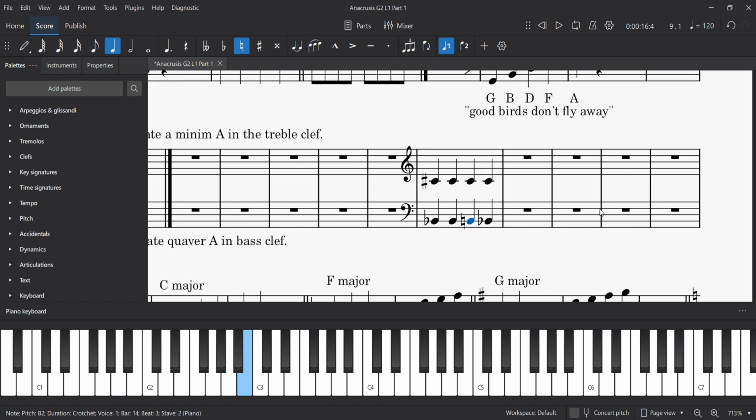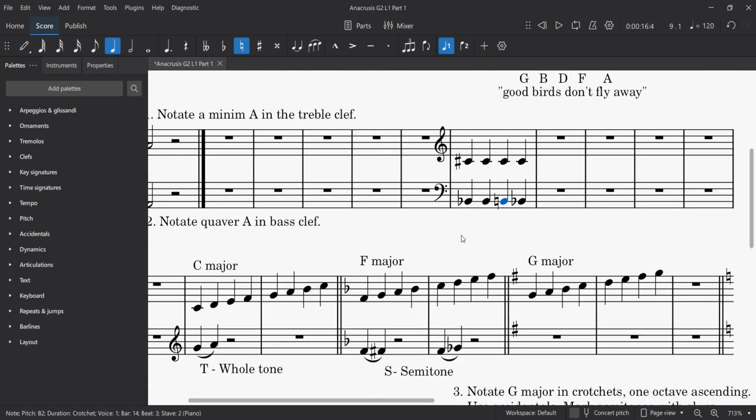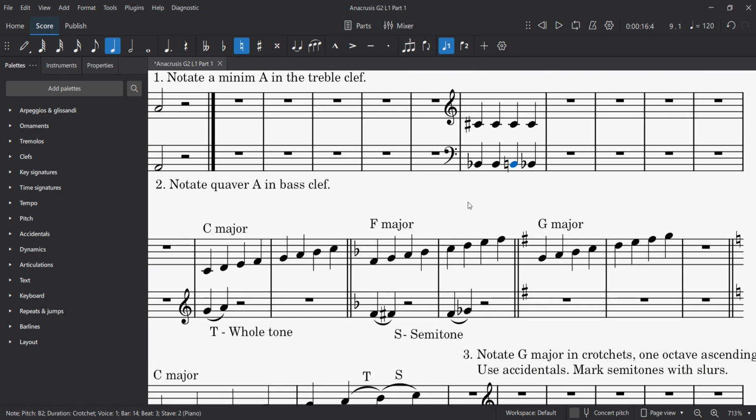Hopefully you will recall the three major scales that you will require to learn in grade 1, C, F, and G major. You will also remember that we identify major scales by using the distances between each note, called intervals. Let's go back to the piano first to define some intervals. The distance between a white key and a white key beside it is called a whole tone.